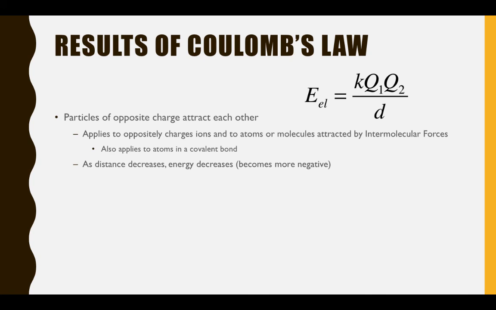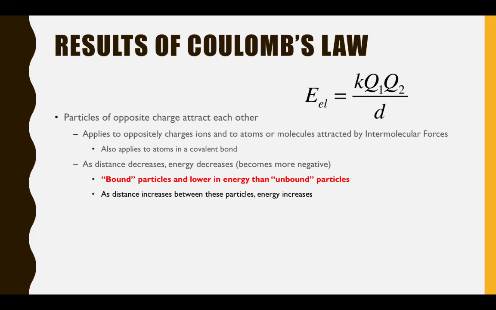As we said before, Coulomb's law tells us that as the distance between oppositely charged particles decreases, energy decreases or becomes more negative. An easy way to think about this is to consider the fact that bound particles, meaning particles that are strongly attracted to one another, are at a lower energy state than unbound particles, particles that are far away from one another. Likewise, as distance increases between these particles, energy increases. Therefore, energy is required to separate attracted particles. Conversely, energy is released when attracted particles come together.